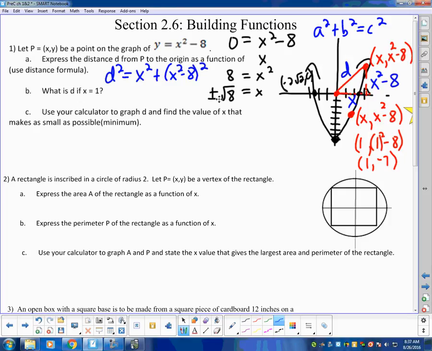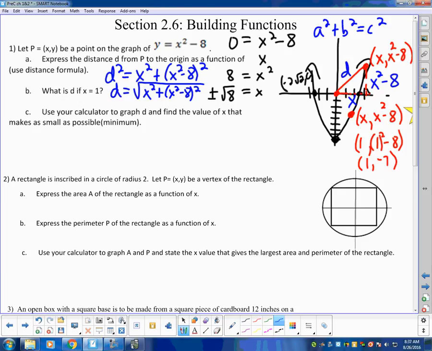And so there's my equation, but I really want my equation to be just d equals, and so I'm going to take it one step further and say d equals the square root of that mess, x squared plus (x squared minus 8) squared. So there's my equation, that's part A. Part B, I'm just asking you to plug in 1 and figure out what the distance is if x equals 1.